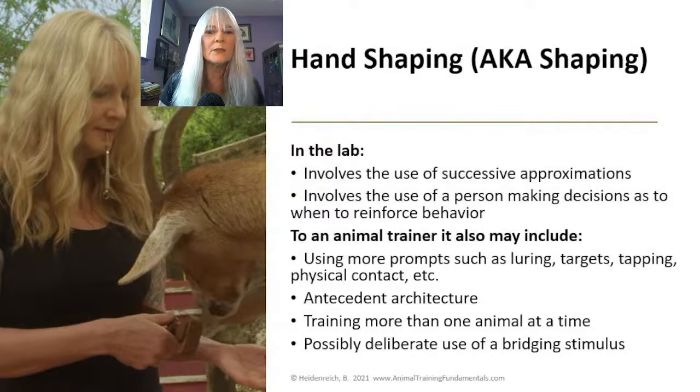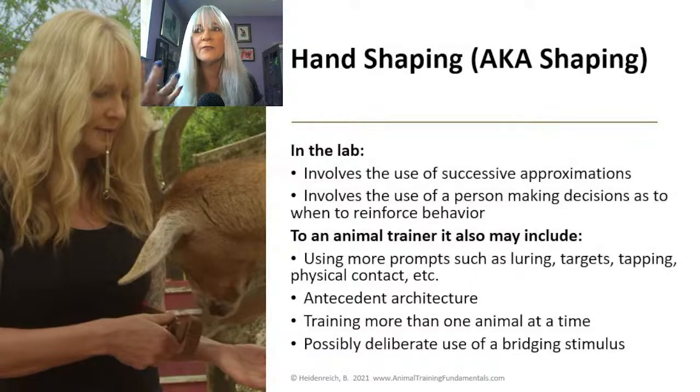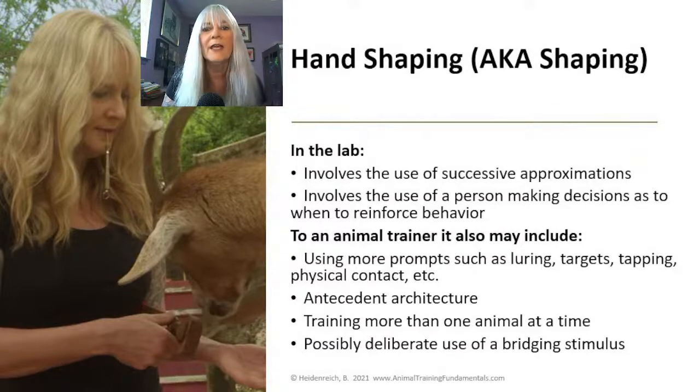This is where we talk about a person being involved in making the decisions as to when to reinforce behavior, using successive approximations. For us, we just call this shaping. And for those of you in the program, I've got a nice paper to refer to about when Skinner really starts talking about shaping.